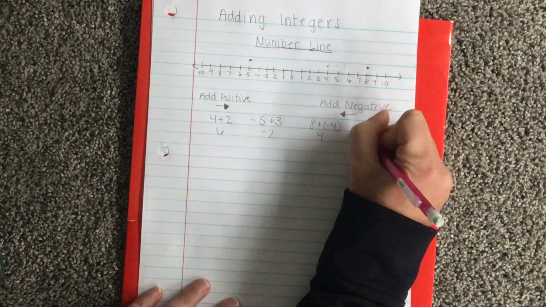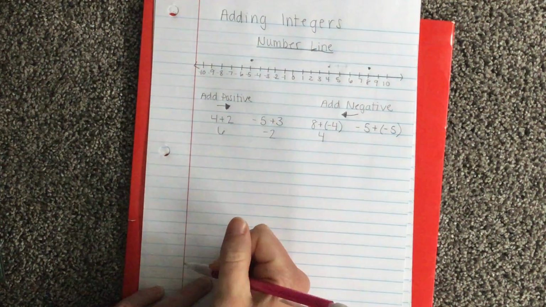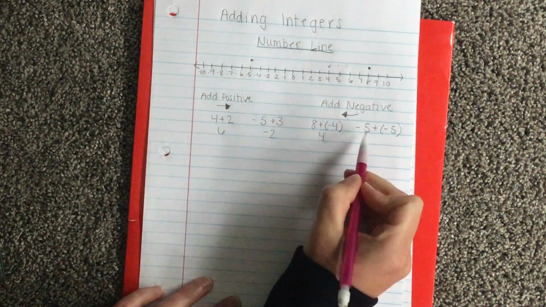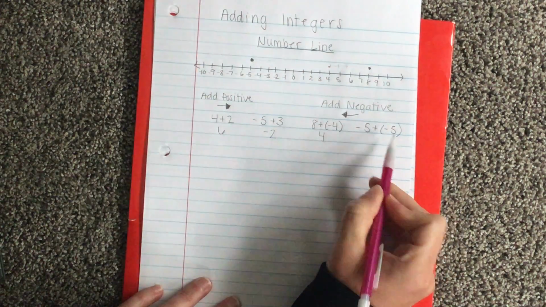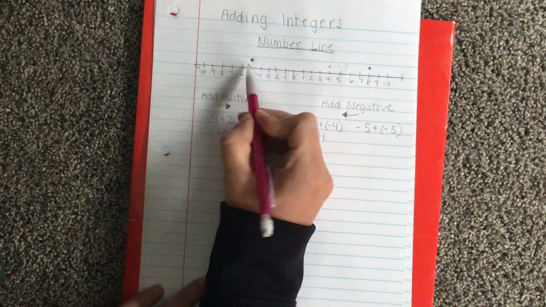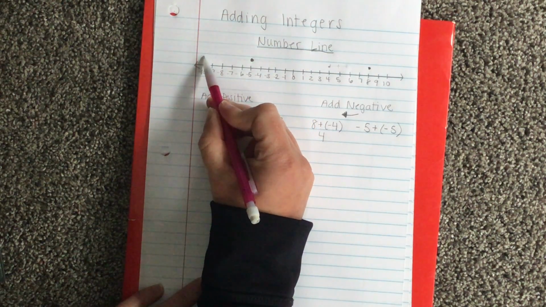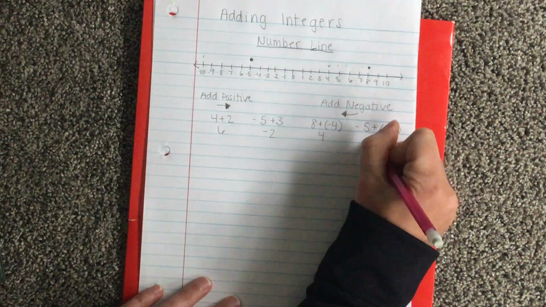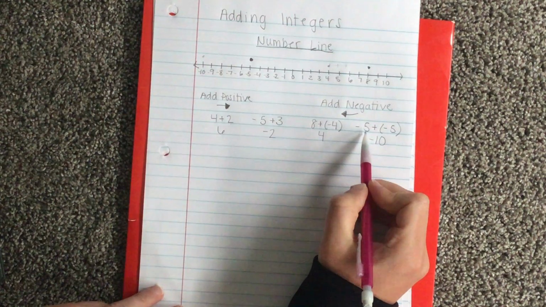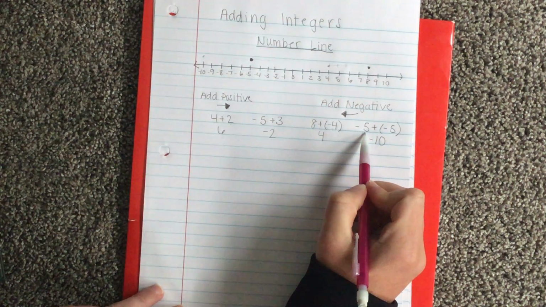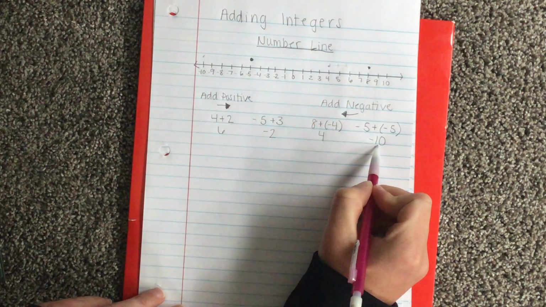Here's another example. Negative 5 plus a negative 5. Start at the first number, right here, negative 5. I'm adding a negative, so I'm going to move to the left 5 places. 1, 2, 3, 4, 5. I land at negative 10. Here's an example of this problem. I owe my mom $5, and I owe my dad $5, so all together I owe 10.